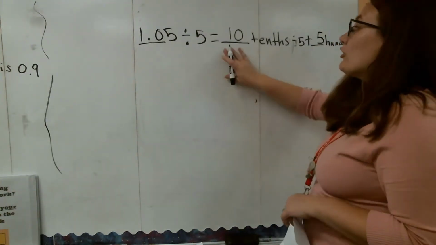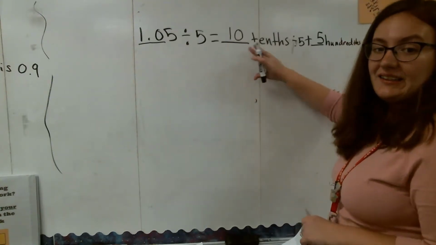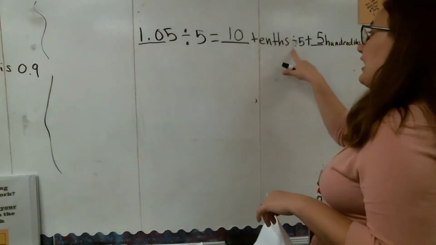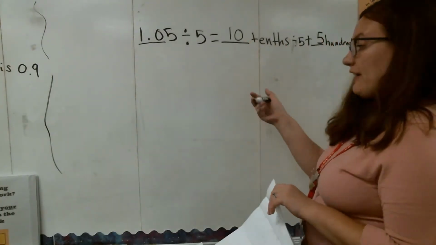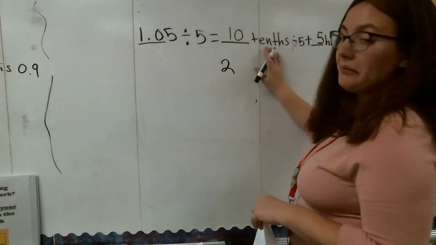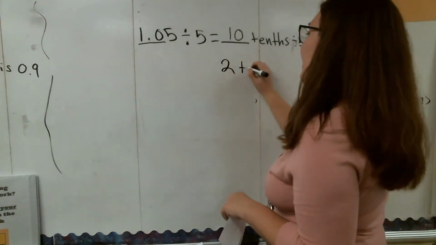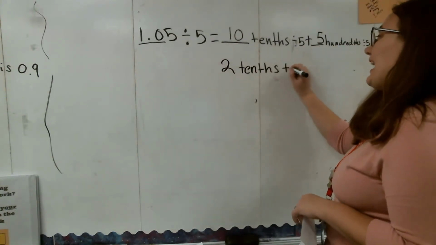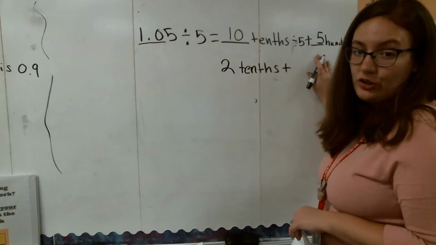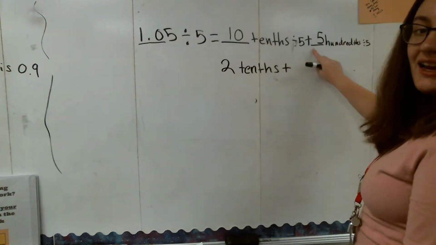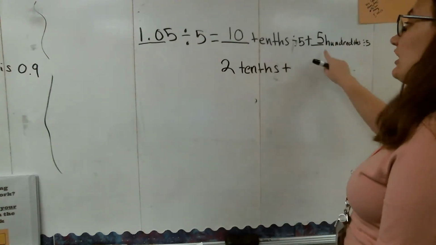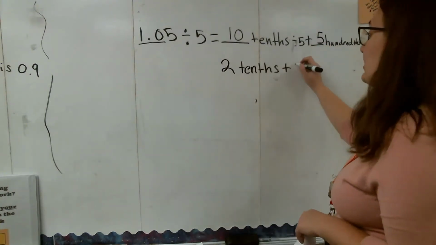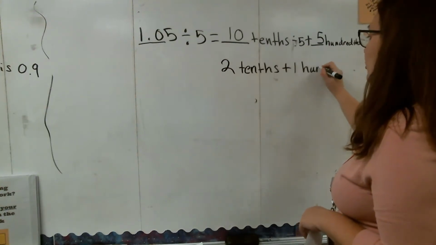So over here, I have 10 tenths divided by 5. Right now, I just want you to think of this as 10 divided by 5. 10 divided by 5 is 2, but remember, I want to keep this in unit form for now. So I'm going to be left with 2 tenths. Then I'm going to add, because I still need to add on my hundredths, I'm going to think of this not as 5 hundredths divided by 5, but just 5 divided by 5. And 5 divided by 5 is just 1 hundredth.